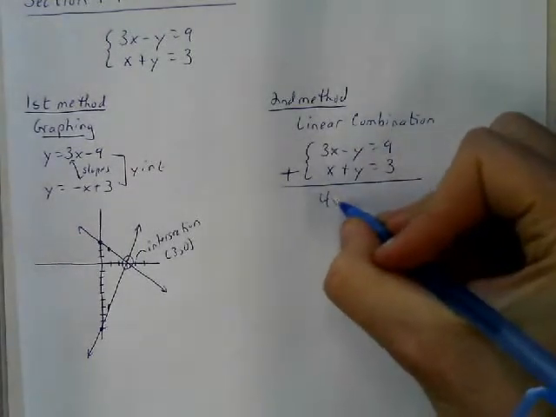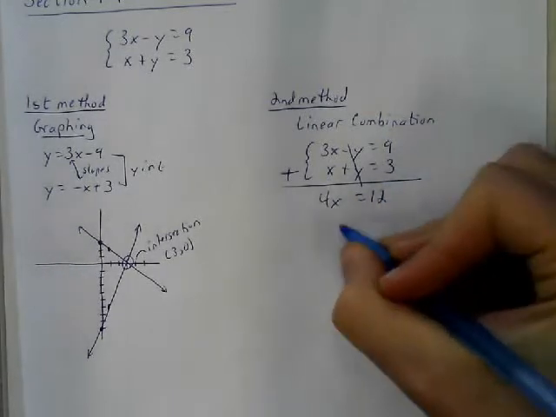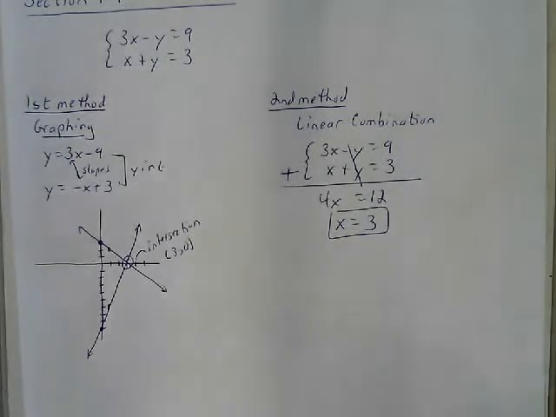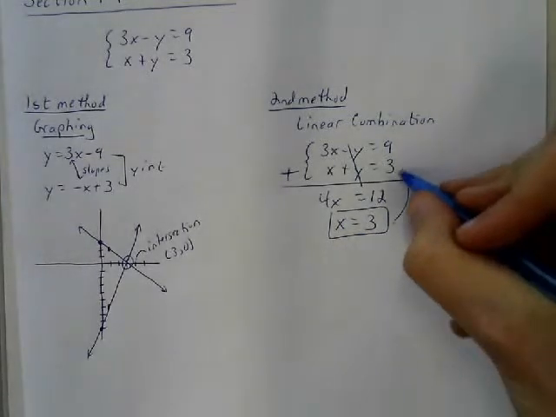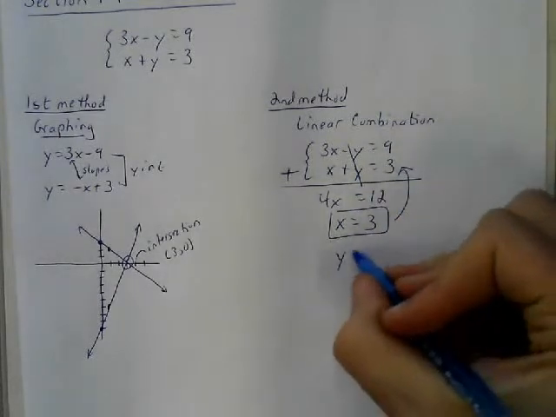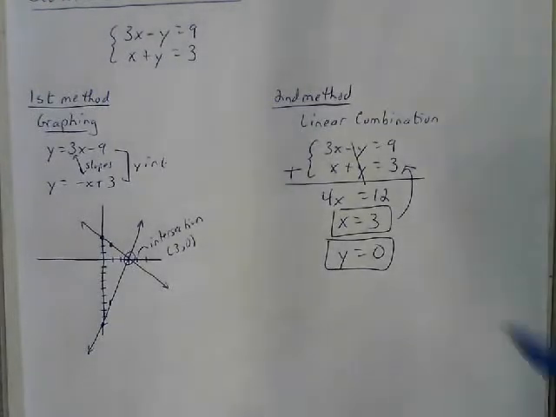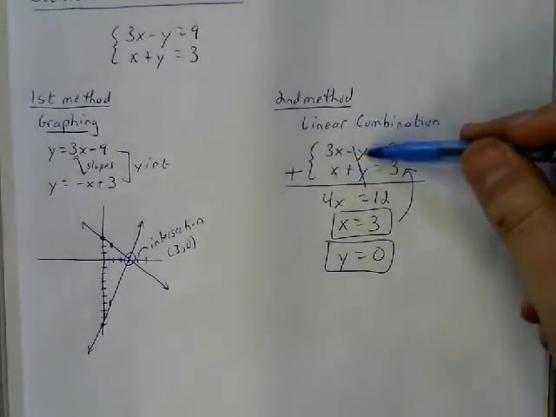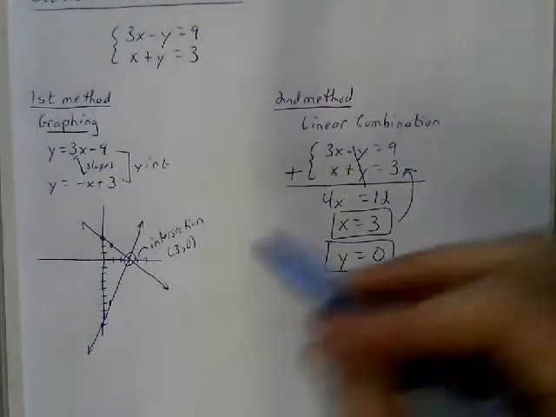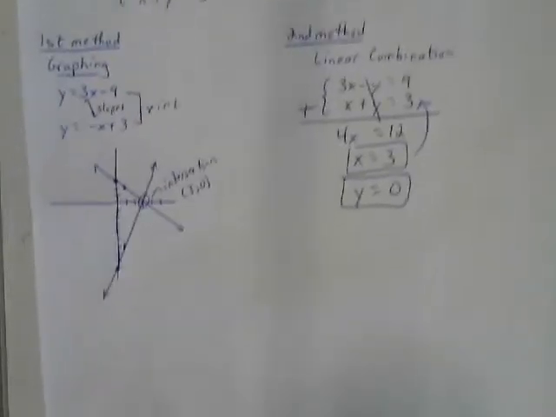3x plus x gives us 4x. The y's cancel. 9 plus 3 is 12, so x equals 3. I can then take that and plug it back into either one of the equations. This one's easier. So 3 plus y equals 3, so y is equal to 0. Obviously, if none of them cancel out right away, we can multiply one of the equations by some sort of number or scalar, and that would allow us to then add or subtract to cancel something out.